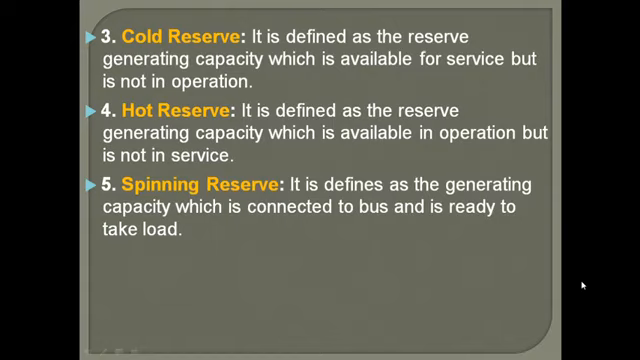Cold reserve. We can say it is the reserve generating capacity which is not in operation but can be made available for service. The next one is hot reserve. It is the reserve generating capacity which is in operation but not in service. Spinning reserve: it is the reserve generating capacity which is connected to bus and is ready to take the load.